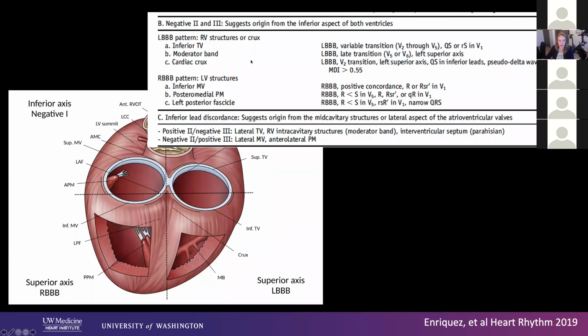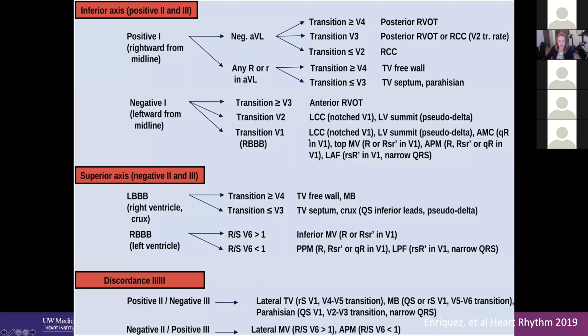Similarly, you can walk through this article, and I'll leave this for you guys for reference, the superiorly directed PVCs. They came up with this algorithm again. I find it to be a bit daunting, but it's a good reference for starting this conversation in your own head and working this through.